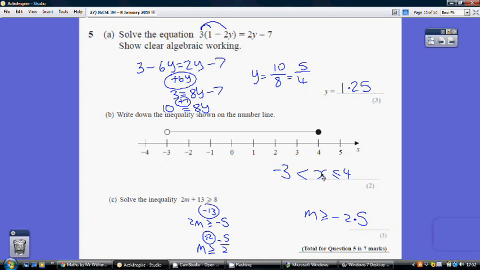Now also remember that you're reading it from the center here. So this obviously means x is less than or equal to 4. But over here, it's telling us that x is greater than minus 3.